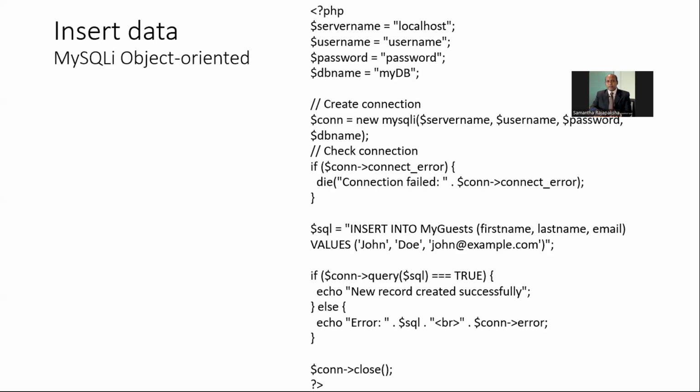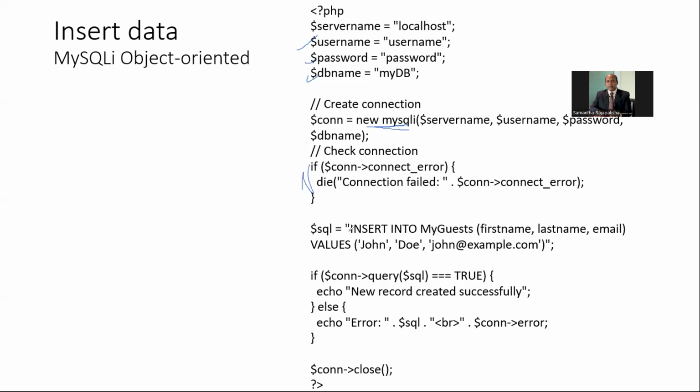This is how you can insert the data once you have created a database, using the object-oriented method. Initially, you need to create the connection always. For that, you have to give the username, password, and server name, and the database name, because the database is already created. Then you can create the connection using MySQLi, where you give the server name, username, password, and database name. Then it connects to the database, and this will check whether the connection is successful.